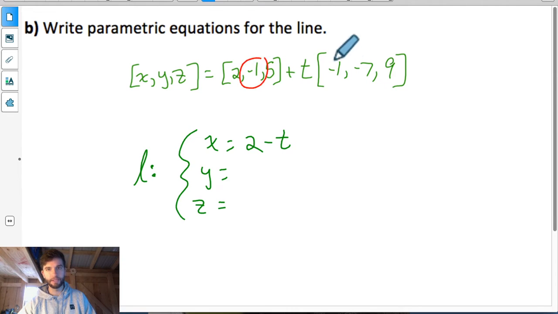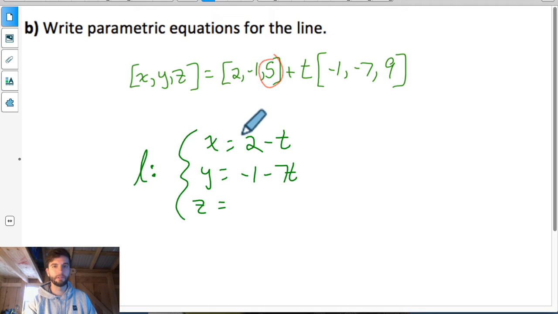Y would equal negative 1 minus 7t. And z would equal 5 plus 9t. And those are the parametric equations. So if you have the vector equation, it's easy to write the parametric equations of the line.